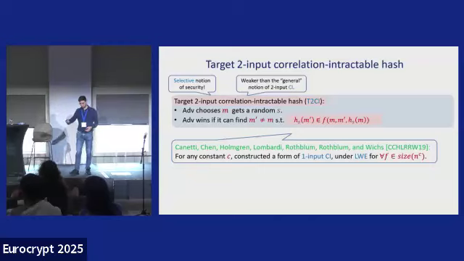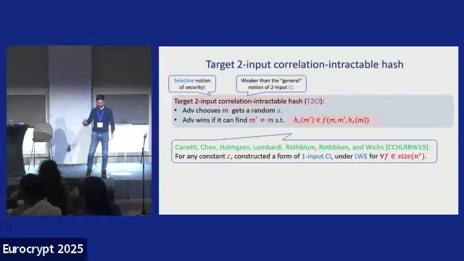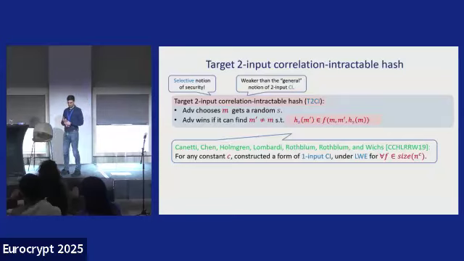And what you should keep in mind, or what you should compare this to, is the notion introduced by Canetti et al., which constructed one-input correlation interactable, or CI, families of hash functions under LWE for any f that runs in a priori specific size n to the c. Okay?